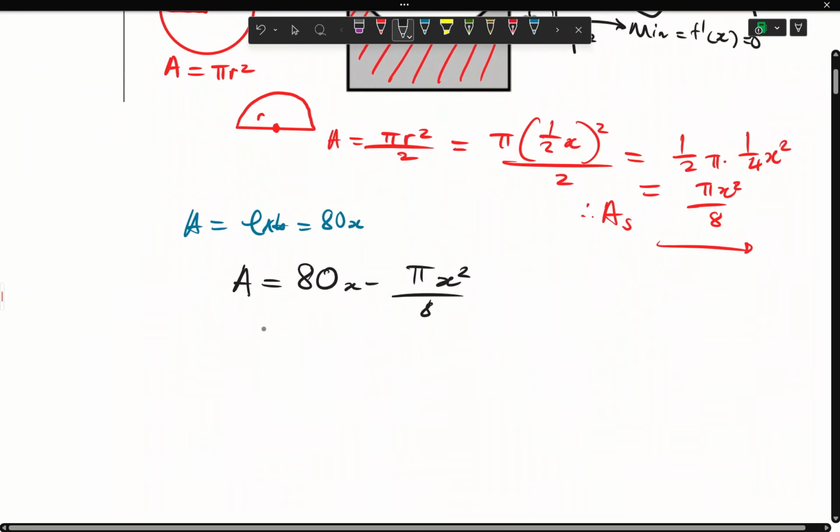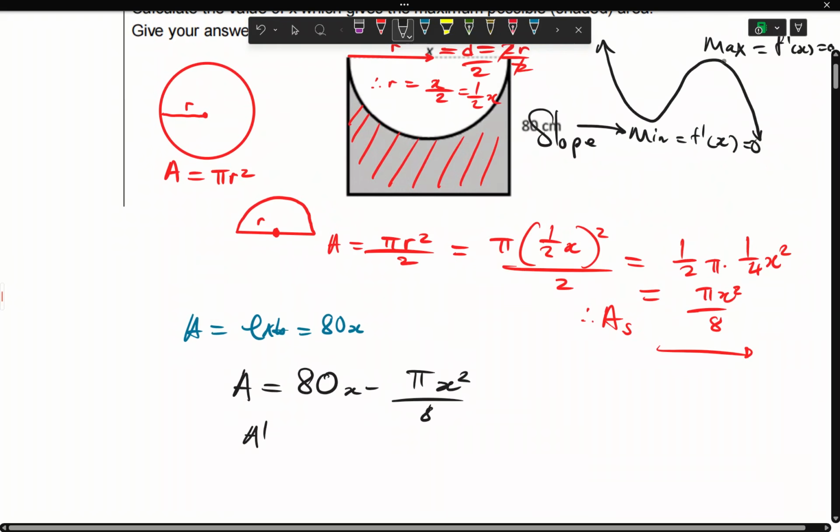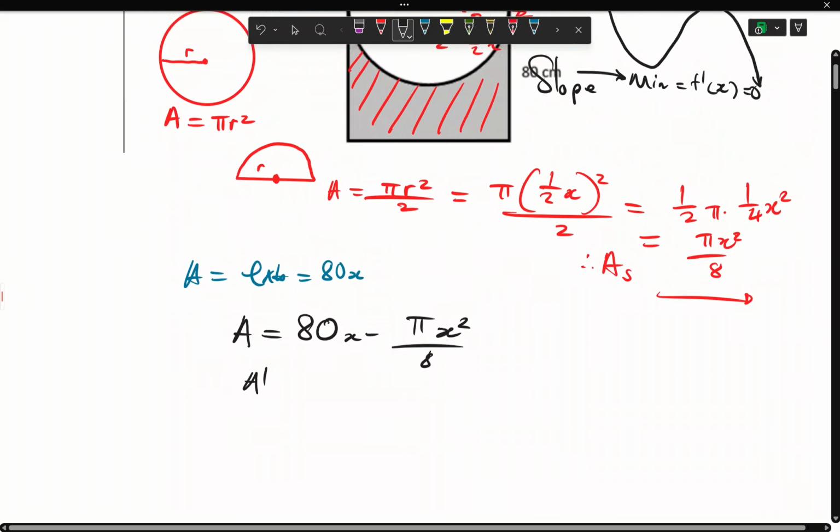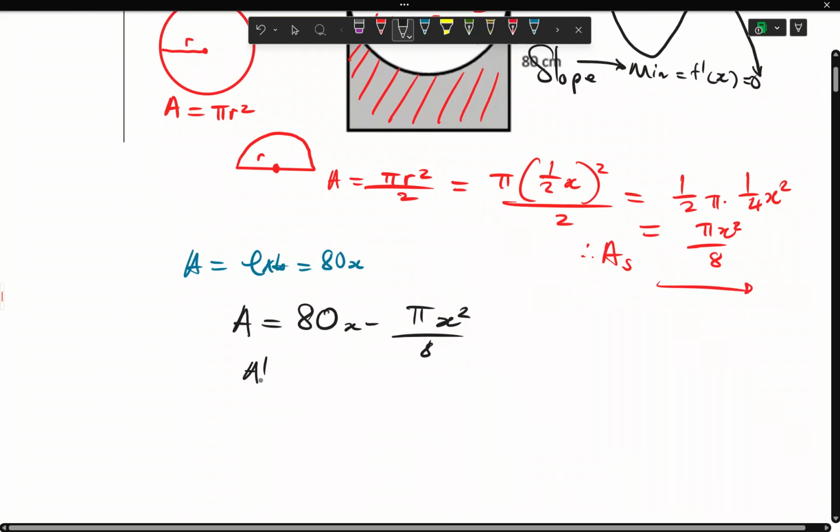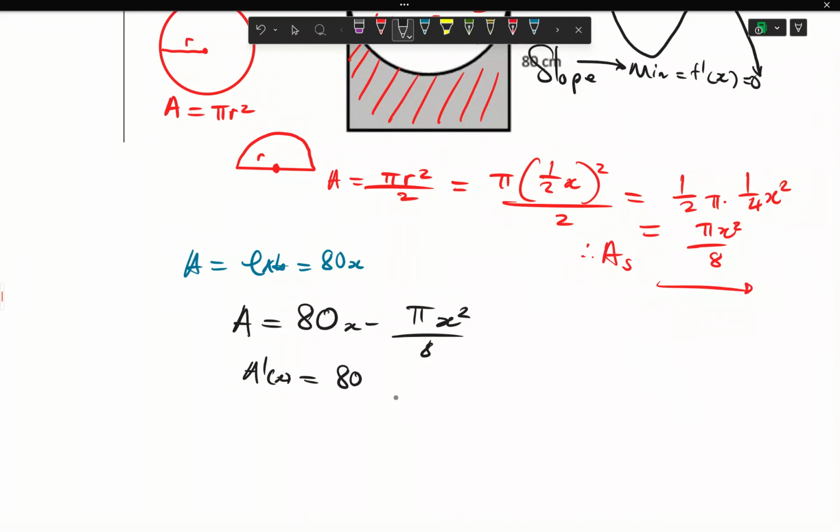So we can take the first derivative so that we can get the extrema, the maximum or the minimum, or the stationary point. Taking the first derivative gives you 80 minus 2 pi all over 8 x. Remember, I'm using the power rule. We equate this to 0, since at the stationary point the gradient is 0. So this is 80 minus pi all over 4 x.